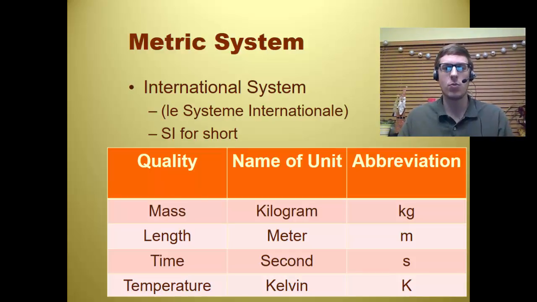So for mass, we use the base of the kilogram, or kg. Length is meter, or m. Lowercase m, pay attention to that. Time is seconds, or s. And temperature is Kelvin, sometimes centigrade or Celsius, but Kelvin is an actual measurement of movement, so this is why Kelvin is most commonly used.